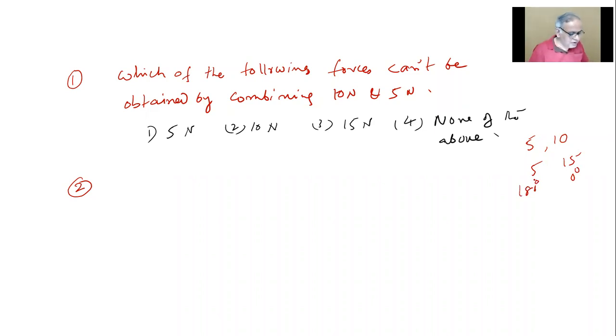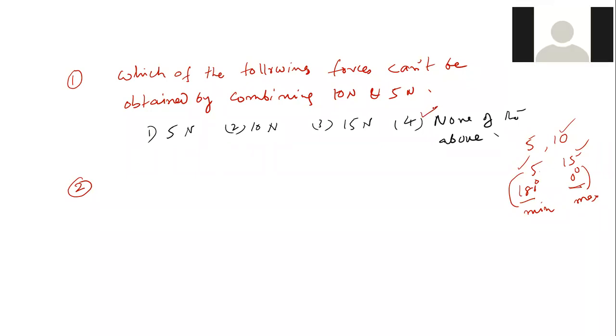Suhita? Yes, sir. When the angle is 180, it is mod A minus mod B. 10 minus 5 is 5 only, right? 10 plus 5 is 15. So when they're in the same direction, 15. When they're in opposite directions, 5. So for some angle, you'll get 10 also, right? See the whole idea of what? Minimum and maximum. So everything in between 5 and 15 can be obtained for some angle between 0 and 180. That means 5 you can get, 10 you can get, 15 you can get. So the answer is none of the above. Agreed, everybody? Yes, sir.